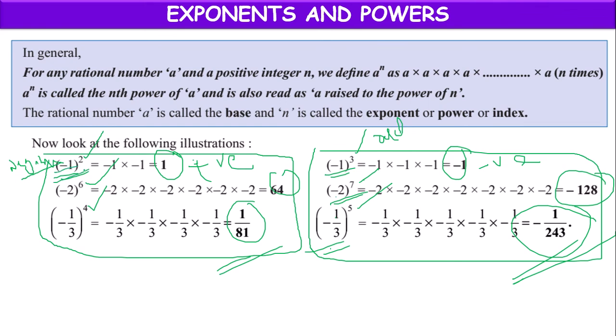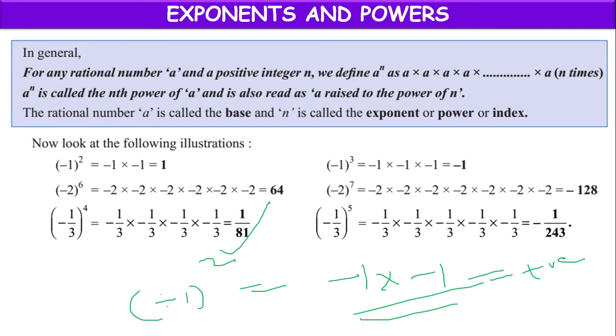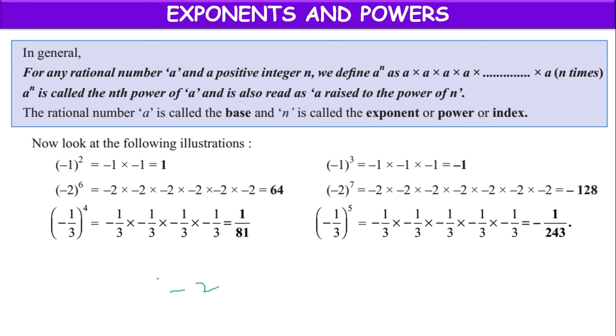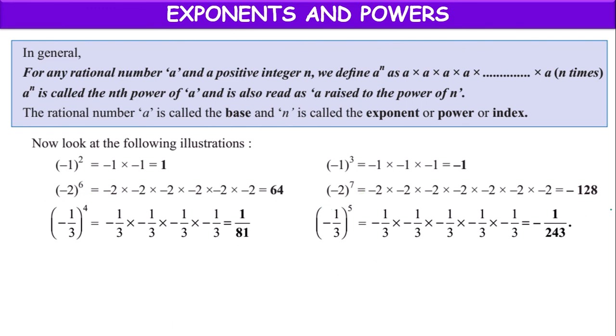Means if a negative number, -1 whole square, what does it mean? -1 is a negative number. If a negative number is multiplied by itself an even number of times, then the result will be positive. Or if the negative number is multiplied by itself an odd number of times, then the result will be negative. So if it is an even number of times, positive. Odd number of times, negative. That we have to keep in mind.